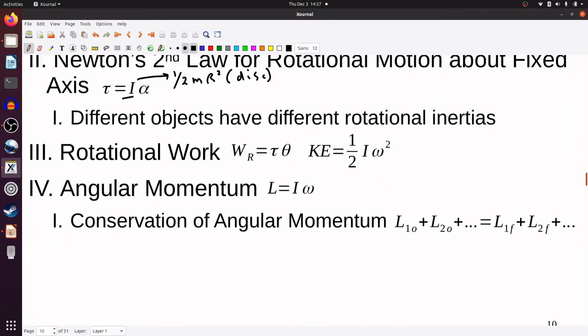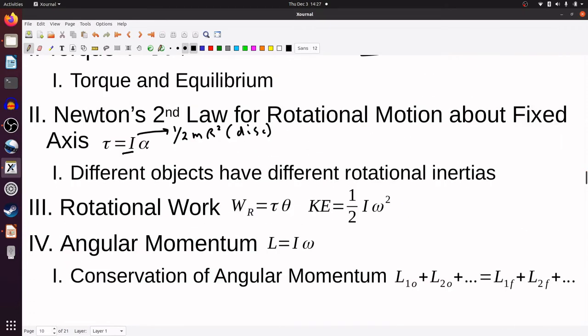How sad. So also angular momentum can be conserved. Instead of the mass times velocity for regular momentum, you have its angular counterpart: the rotational inertia, which is kind of like your quote-unquote rotational mass, times your angular velocity instead of your regular velocity. And so you can sum up all of your initial angular momentums and set them equal to your final angular momentums.